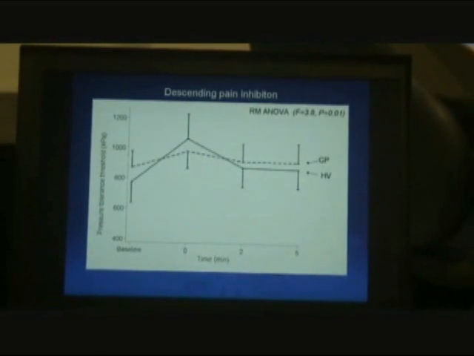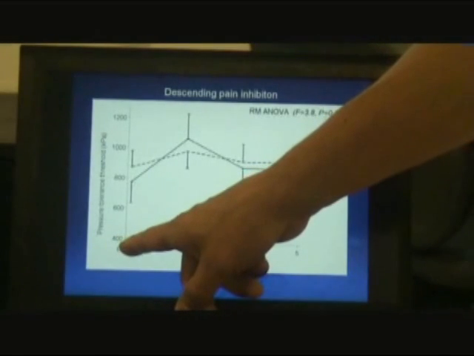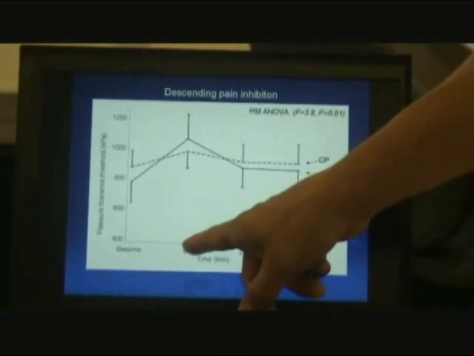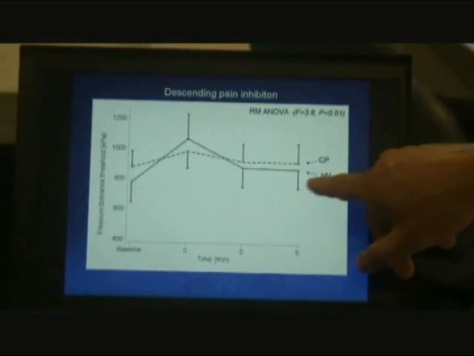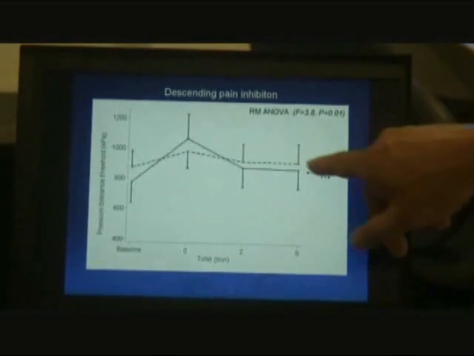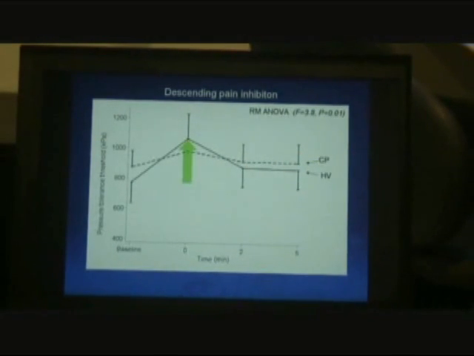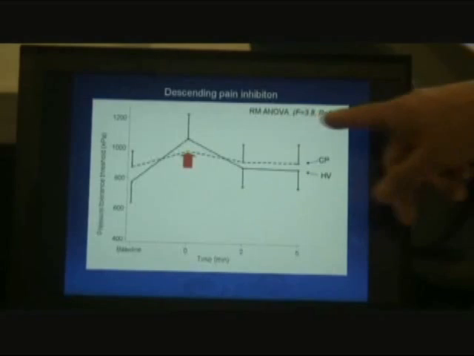Here you can see a graph describing the pain pressure tolerance thresholds at the baseline, meaning before, immediately after induction of descending inhibition, after 2 minutes, and after 5 minutes. The solid line represents the healthy volunteers, and the dotted line represents the patients. The healthy volunteers were able to tolerate about 40% more pressure on the knee before it evoked pain after the descending inhibition was kicked in. On the contrary, the patients only tolerated about 50% more pressure on the knee after the descending inhibition was kicked in, and this difference was highly statistically significant.